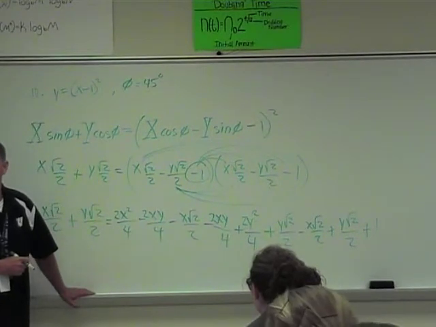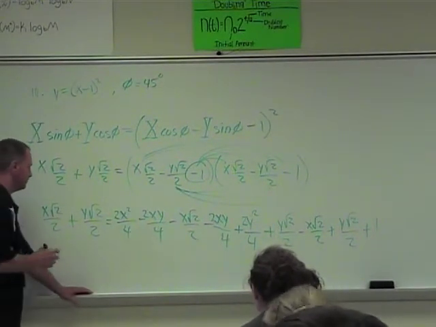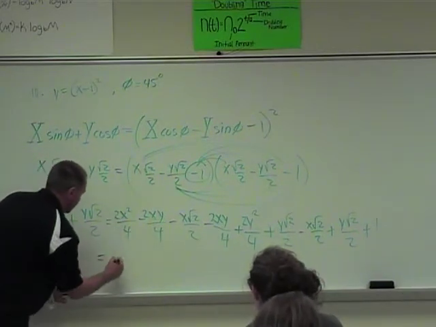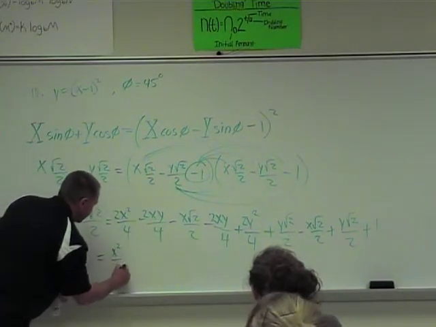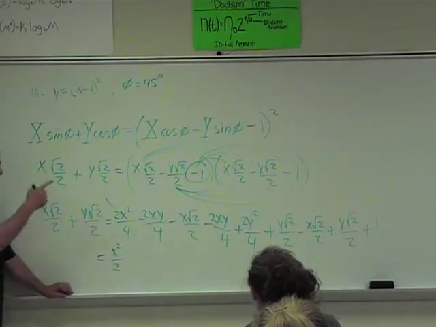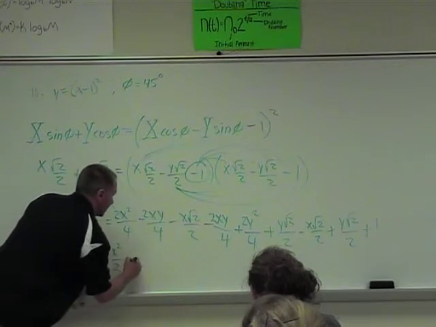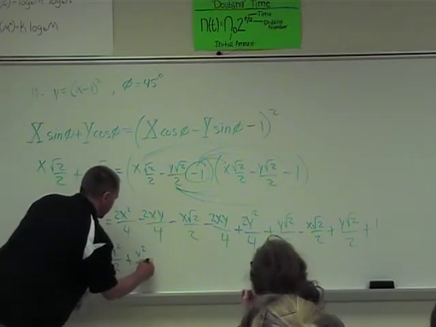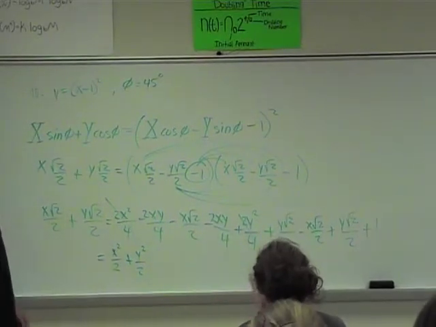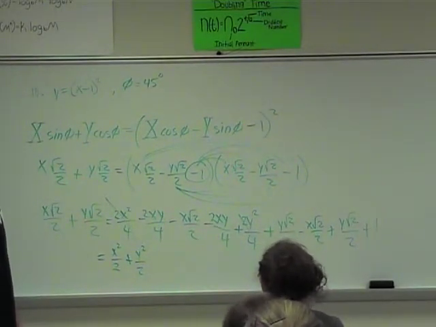Now you can put all your like terms together. I only have one x squared term, so I'm just going to go ahead and say that's x squared over 2. Done with that one. I only have one y squared term, so I'm just going to put that y squared over 2. It's going to be a good idea to cross things out as you use them.